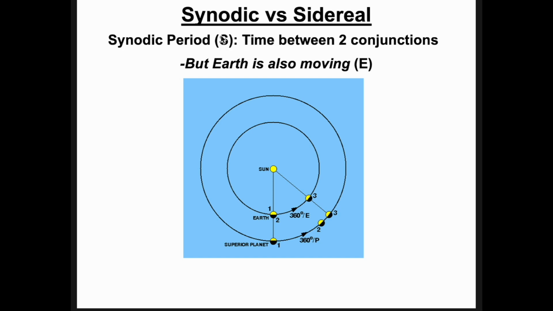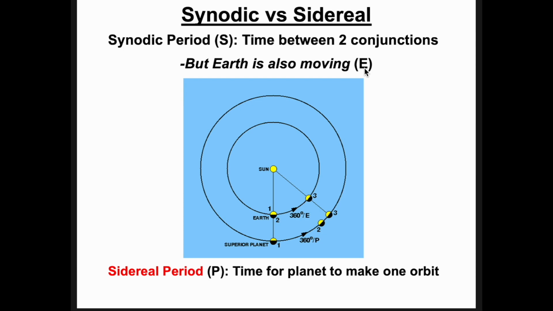So we're going to say the synodic period of the planet is S. The period that the Earth takes to go around the sun, that's E. What we want to know is the true sidereal period, what we're going to call P, the time it takes for that planet to make one orbit. But because we can't go to that planet, we can't measure that directly.